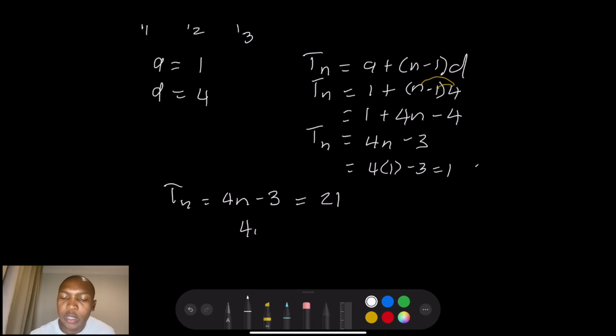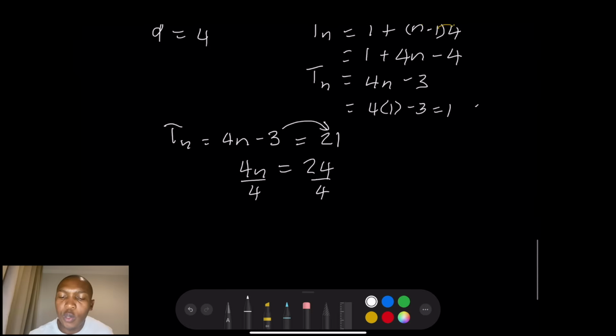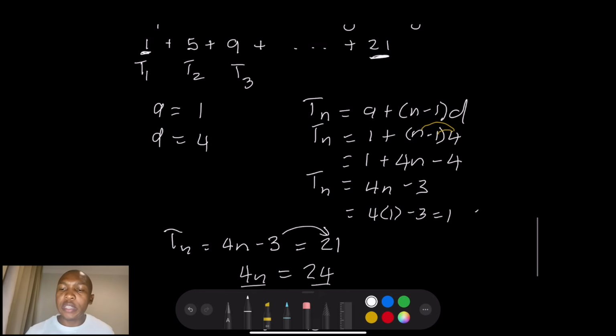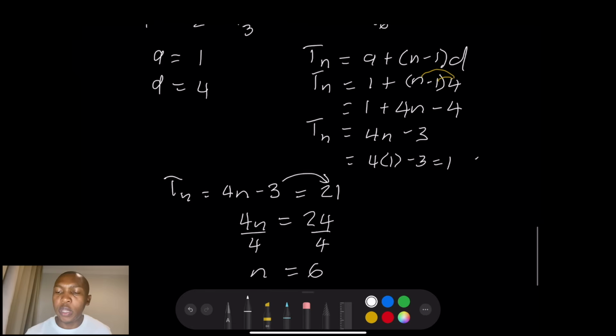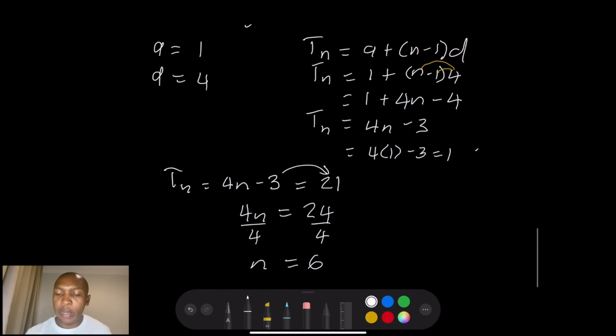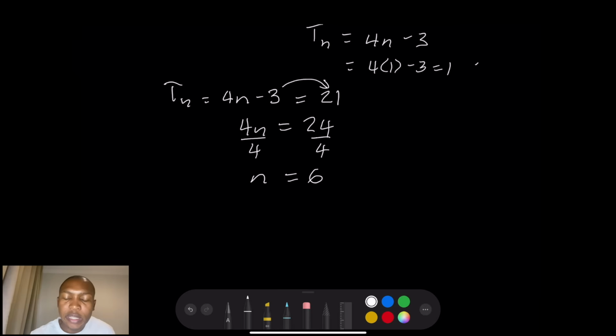So we're going to say this is 4n. I'm going to just take 3 to the other side. In this case, 21, it would be plus 3. So that would give us 24. And if I divide both sides by 4, n would be equal to 6. Okay, so which means that the sixth term is actually equal to 21. So how do I write this as a sigma notation?